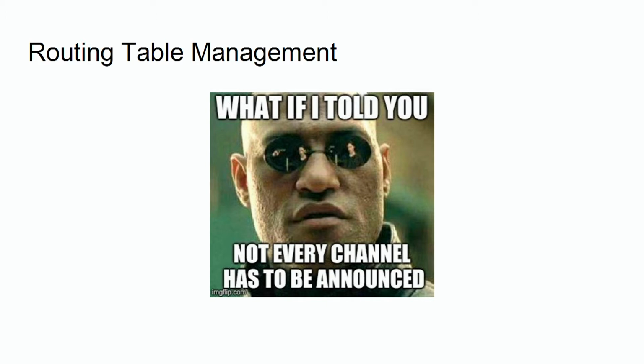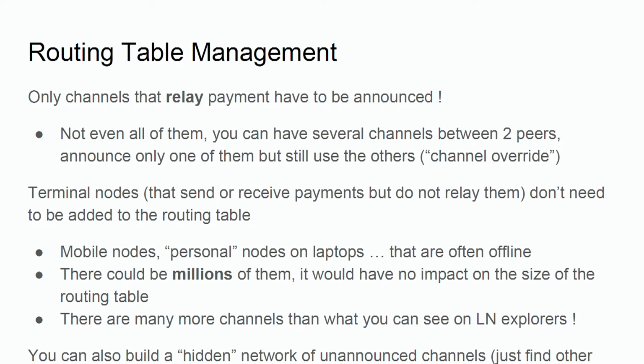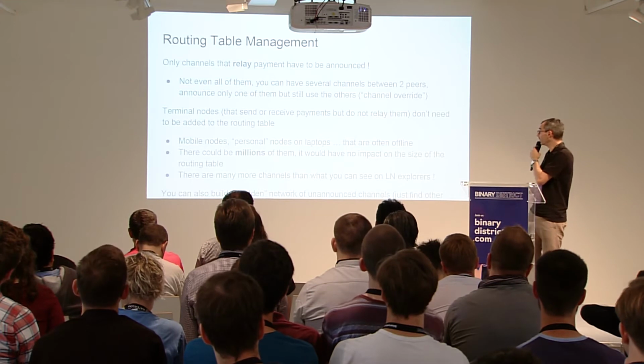because the problem with the routing table is that not every channel needs to be public, only channels for nodes that can actually relay payments. And it's not that many of them. Terminal nodes that do not relay payments but mostly pay or receive money don't have to be announced. They don't have to be part of the routing table. There are many of them today. Every mobile node, for example, is not part of the routing table. And if you're a merchant using Lightning to receive money, you don't have to announce your channels. So mobile nodes and laptop nodes that are often offline don't have to be part of the routing table, and there could be millions of them. And it would have no impact on the size of the routing table.